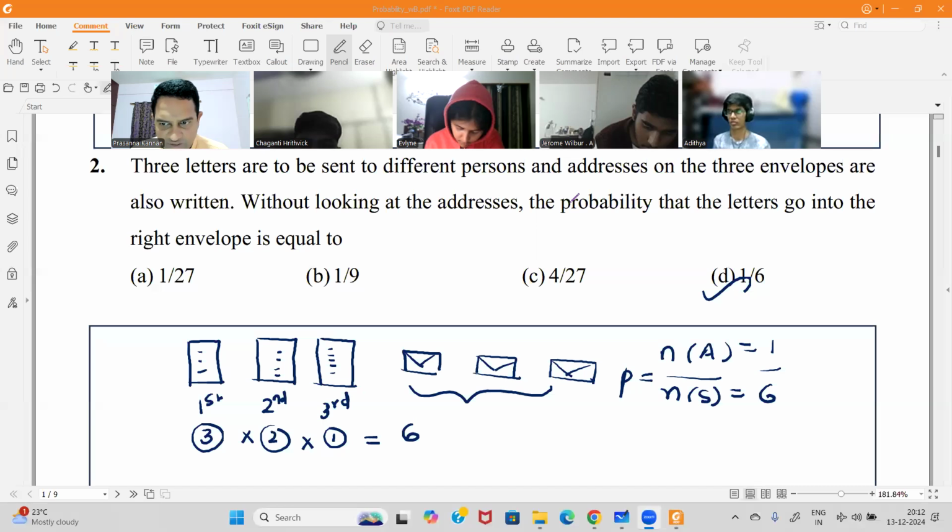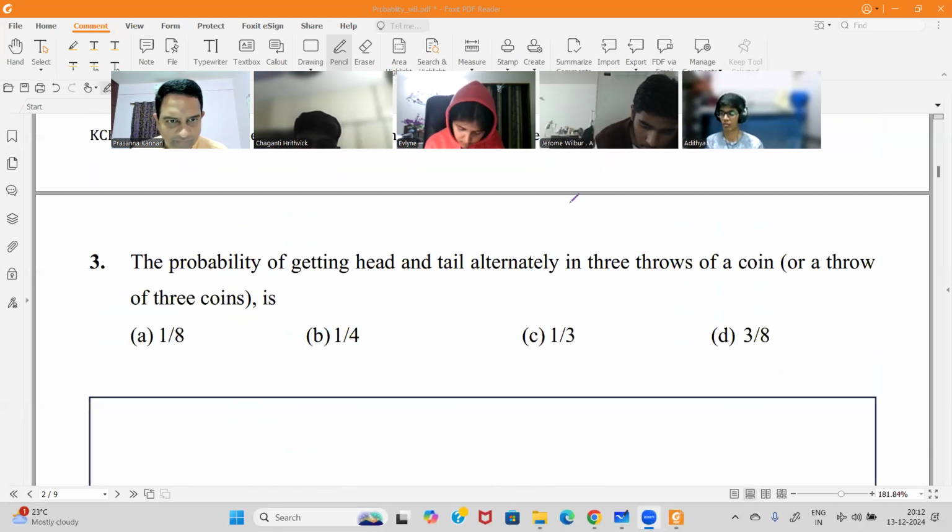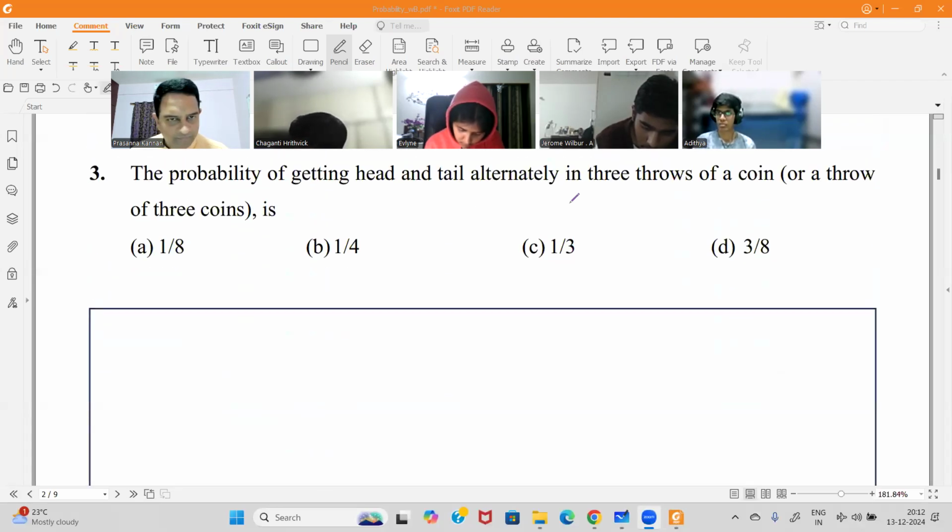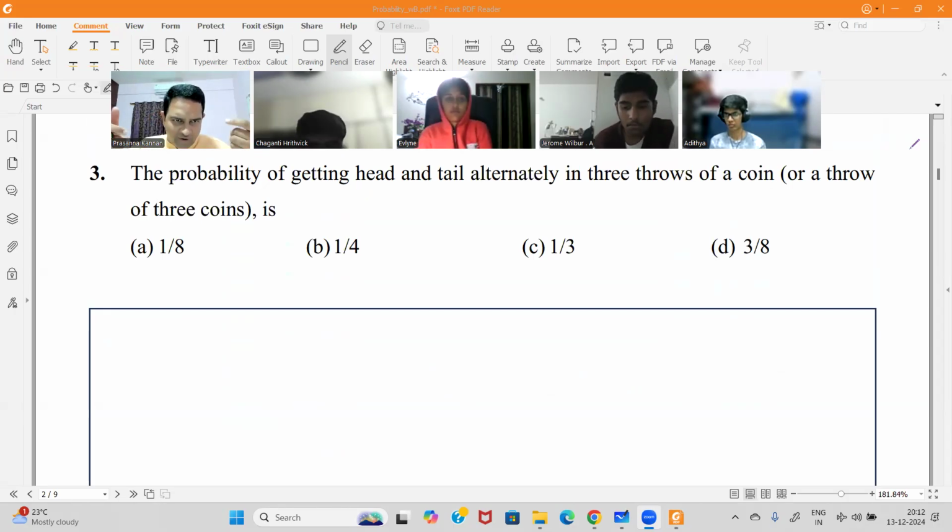Okay, let's move on to the next question now. I'm throwing a coin, a fair coin. Or a throw of 3 coins. I'm having 3 coins and 3 coins are being tossed simultaneously. Can you tell me how many outcomes will I have in the sample space when 3 coins are tossed?